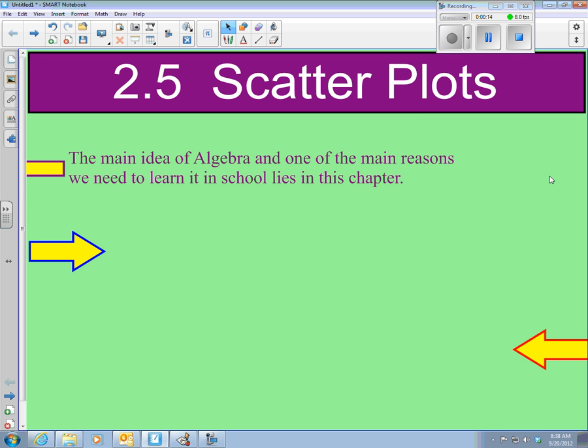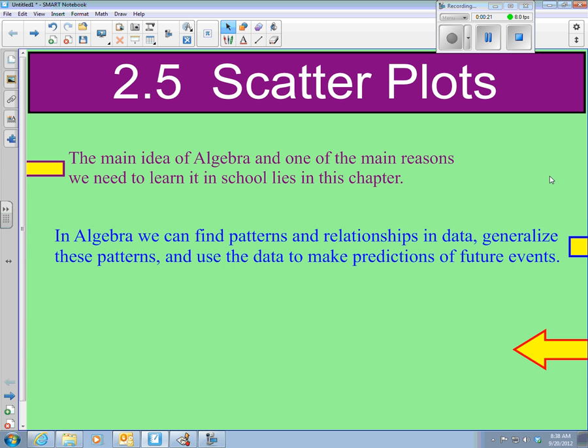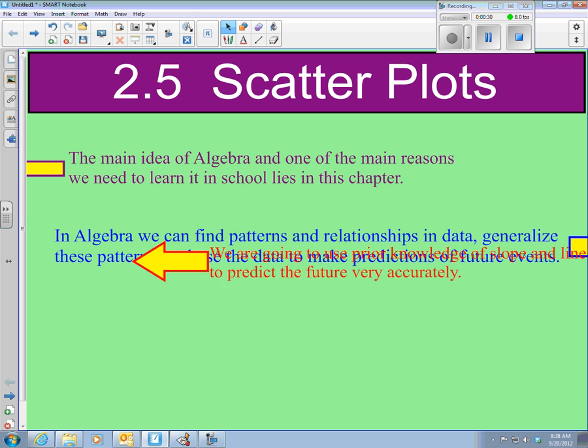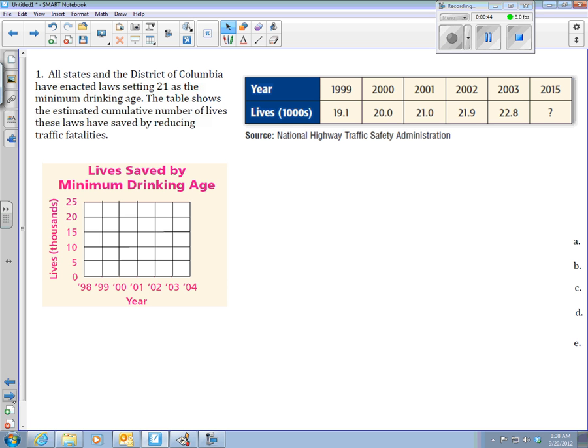One of the reasons we learn algebra is so we can make predictions on data. And that's kind of the new wave in businesses nowadays. We can find patterns and relationships in data, generalize these patterns, and use the data to make predictions of future events. That's basically what we're going to be using algebra for. We're going to use our prior knowledge of slope and linear equations to write prediction equations to accurately predict the future of different outcomes. So we have a set of data here.